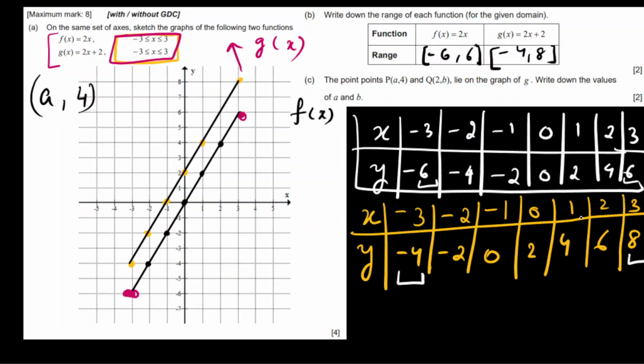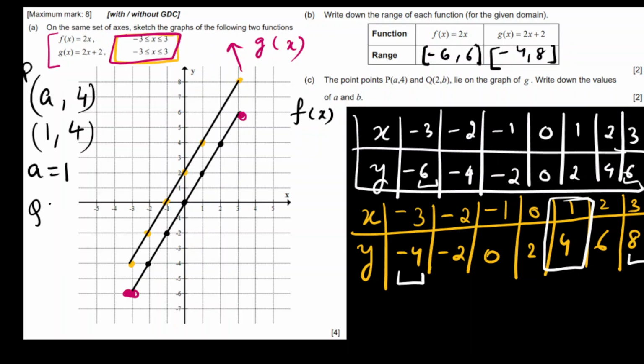From g(x) you can see when we have y's value 4. Here we have y's value 4. So we can say here 1 comma 4. When y is 4, at that particular time the value of x is 1. So that means the value of a is equal to 1. So this is the point P.